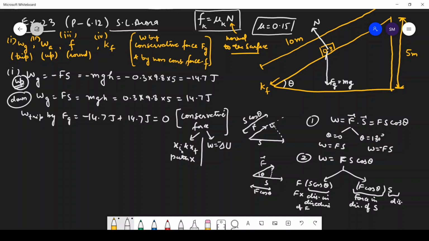As it depends on initial and final positions, directly we can also write the work done for the whole trip by Fg is equal to force into displacement. So what is displacement? Final position minus initial position. So final and initial are the same. So Fg into 0 is equal to 0.